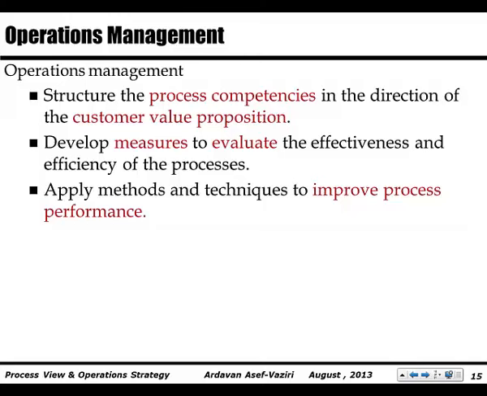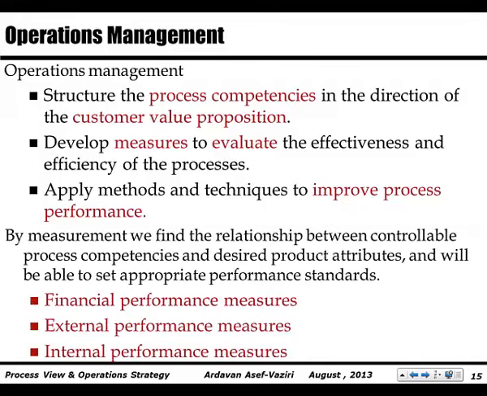Operations management structures the process competencies in the direction of the customer value proposition. It develops measures to evaluate the effectiveness and efficiency of the processes. So operations management develops process competencies to meet the customer value proposition. It develops measures to evaluate effectiveness and efficiency of these processes. I will go through effectiveness and efficiency later. And operations management applies methods and techniques to improve process performance.